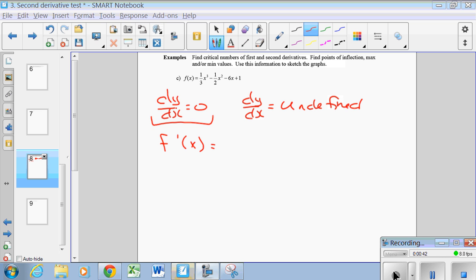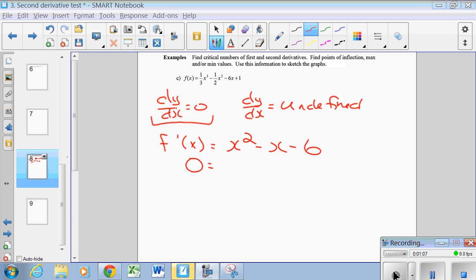Notation. It's function notation, so let's use function notation for our derivative. We kind of fixed the question so the fractions go away. 1/3 of 3, so our derivative is x squared. 1/2 of 2, so that becomes an x, and minus 6, and then the derivative of 1 is 0. So we want to find critical numbers.